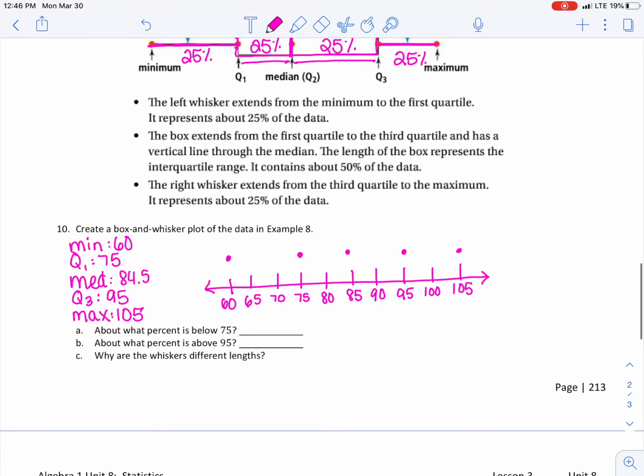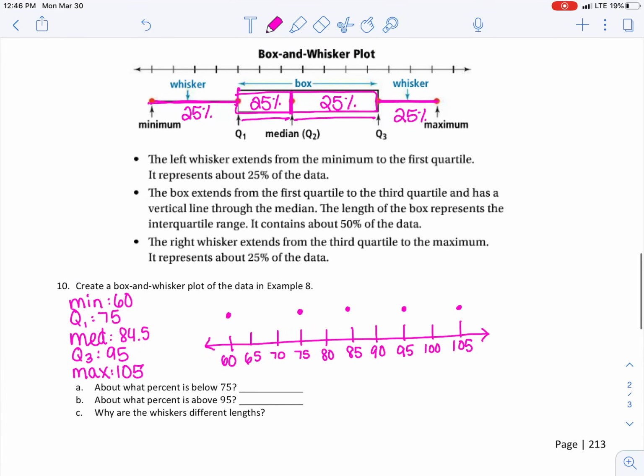If you look back up at this picture of the box and whisker, we have a whisker to start out. That's our first part. Then we have a box from Q1 all the way to Q3, with a vertical line at my median. From there, we end up with a whisker to our maximum. So we've just created a box and whisker plot for example 8.